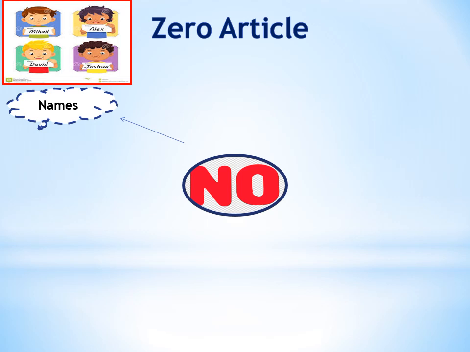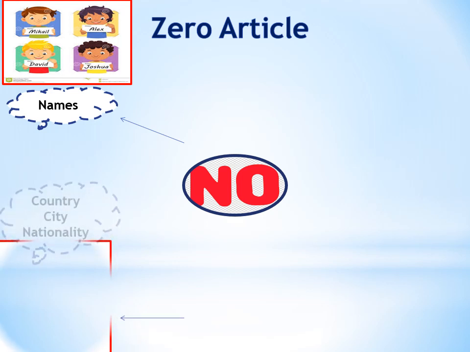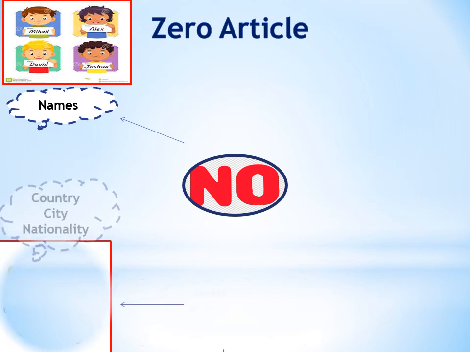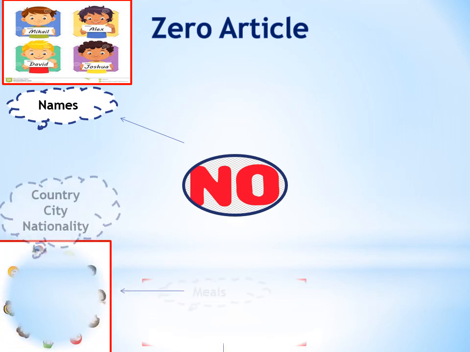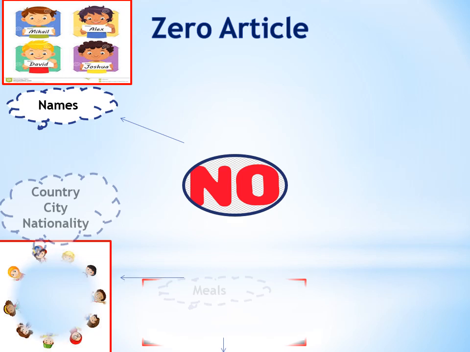We say I love Safe. We don't say I love a Safe or I love an Safe or I love the Safe. I say I love Safe. Or I play with Ahmed. We don't say I play with the Ahmed, I play with a Ahmed or I play with an Ahmed. So before names, we don't put an article.